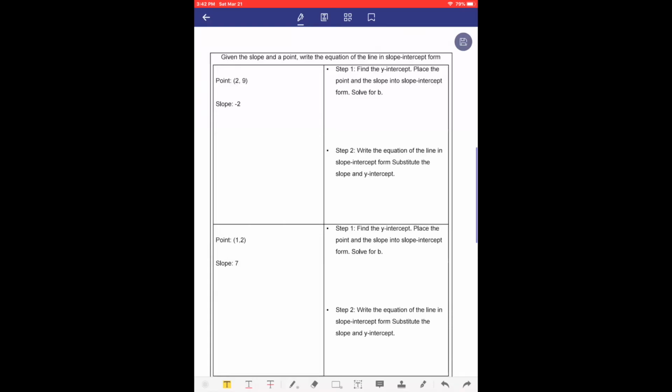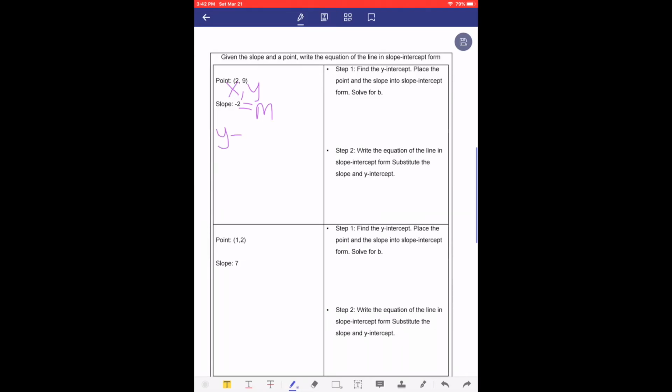Problem number 2, given the slope and a point, write the equation of the line in slope-intercept form. Step 1, find the y-intercept, place the point and the slope into slope-intercept form, and solve for b. So the point, remember we want to label that as x, comma, y. So I know 2 is x and the number 9 is y. And my slope, or my m value, is negative 2. Now that I have all these labeled, I can plug them in.